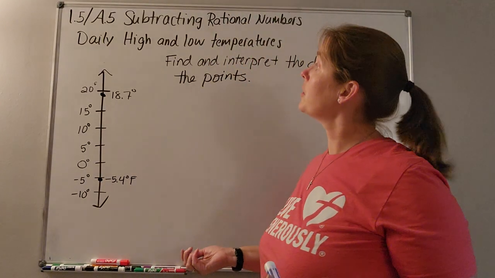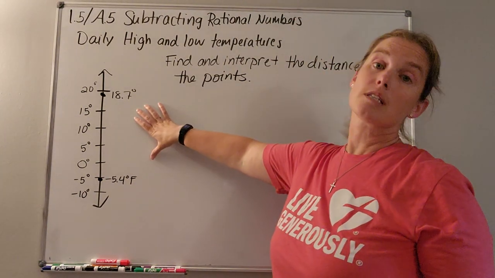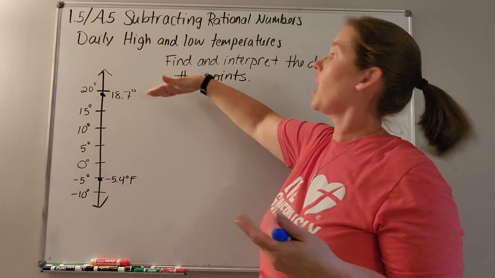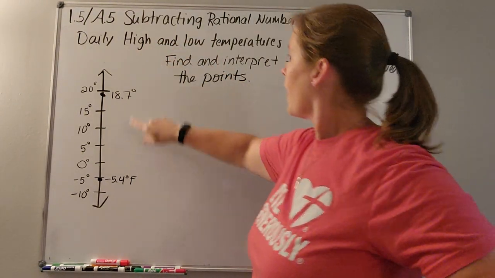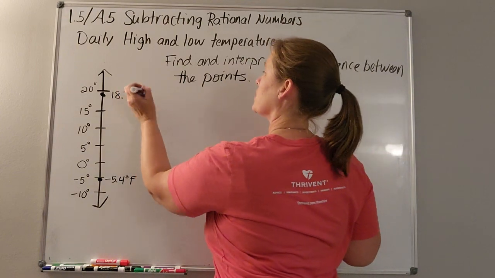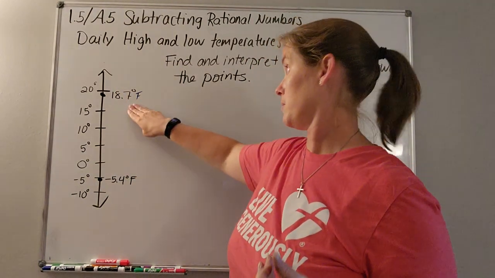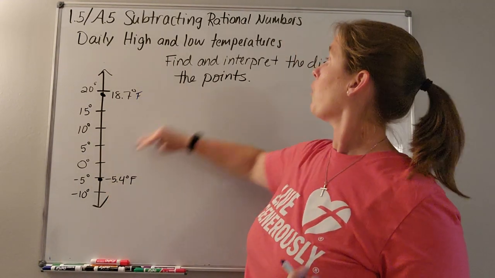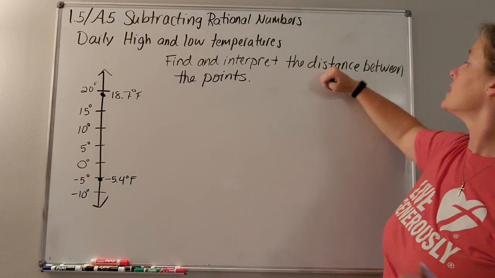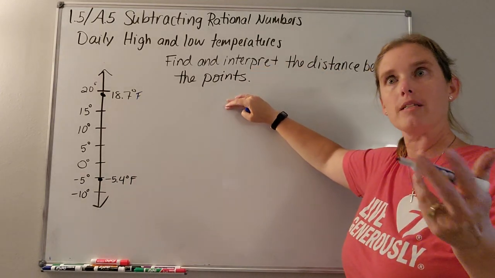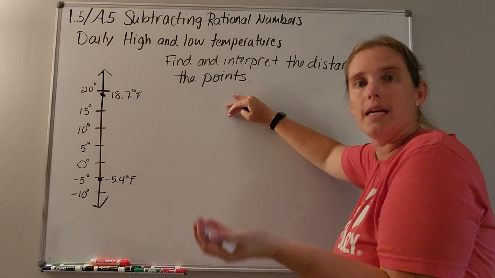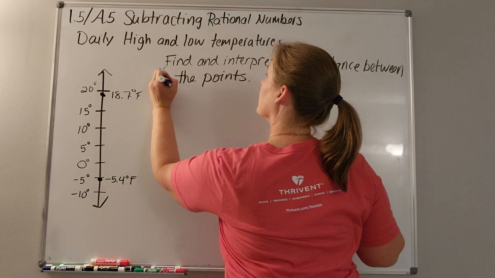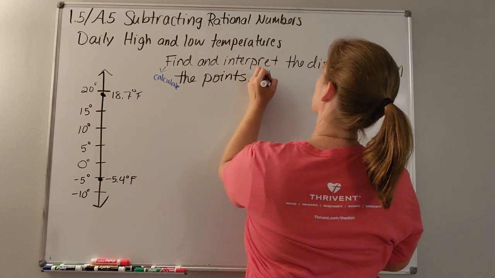All right, now lastly, we want to look at a way that we can use differences of rational numbers. So this is a little scale or graph on a number line of high and low temperatures for someplace. We have 18.7 degrees Fahrenheit, and that's going to be our high, and our low is negative 5.4 degrees Fahrenheit. Must be winter, it's kind of cold. Now, we're asked to find and interpret the distance between the points. So find means actually calculate it, and then interpret means what does that number mean.